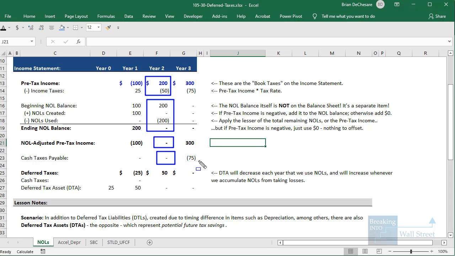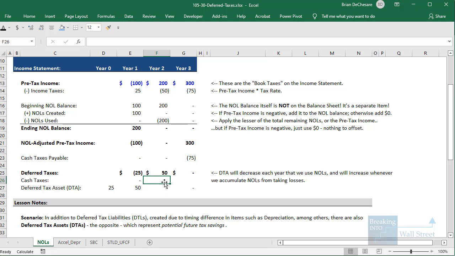And so on the cash flow statement, we put in this positive 50 for deferred taxes. And the company, if you add up both of these, ends up paying 0 in cash taxes because it offset its positive pre-tax income with losses from a previous period. And then if we go beyond that to year 3, the cash taxes here are now the negative 75. They match the book taxes. And so there is nothing for deferred taxes here because now the company has used up its entire NOL balance. It has positive pre-tax income. And so everything is normal and nothing is built up or used in this case.